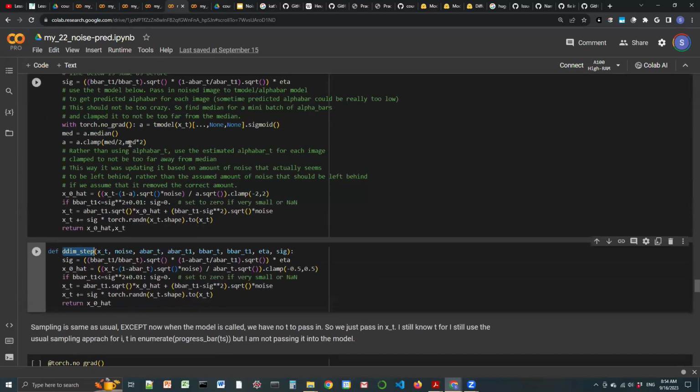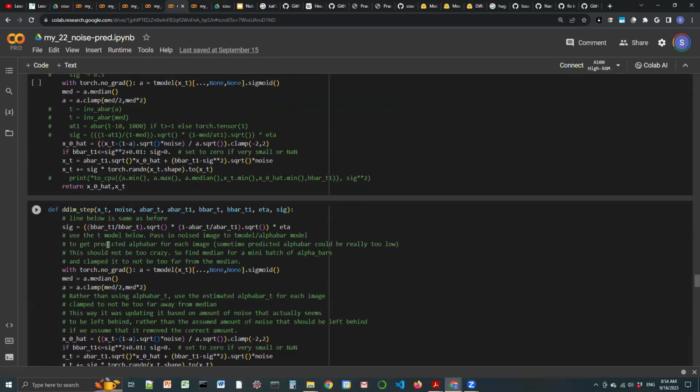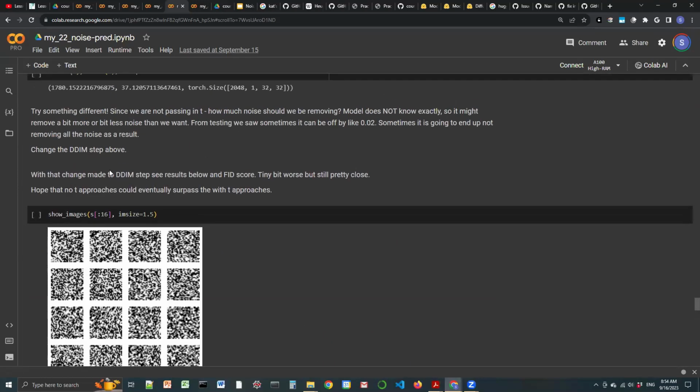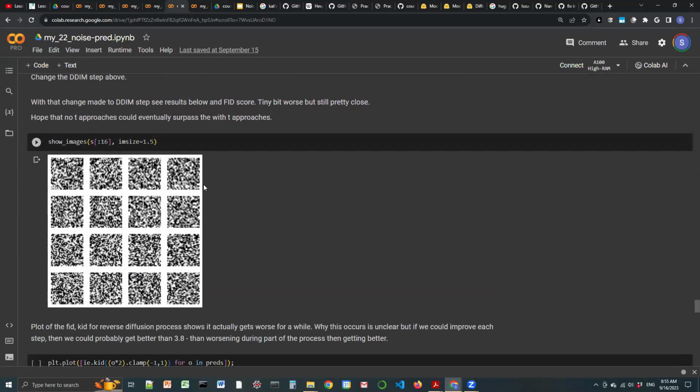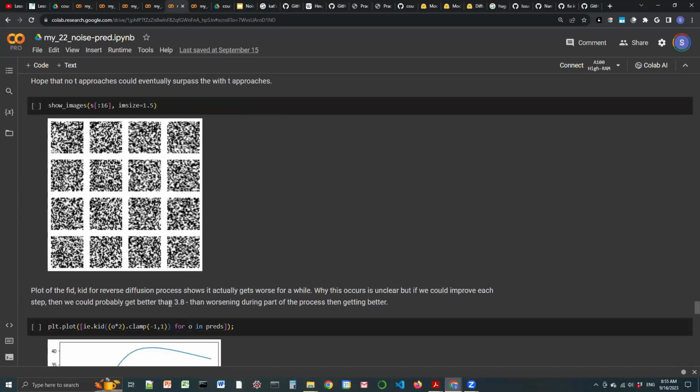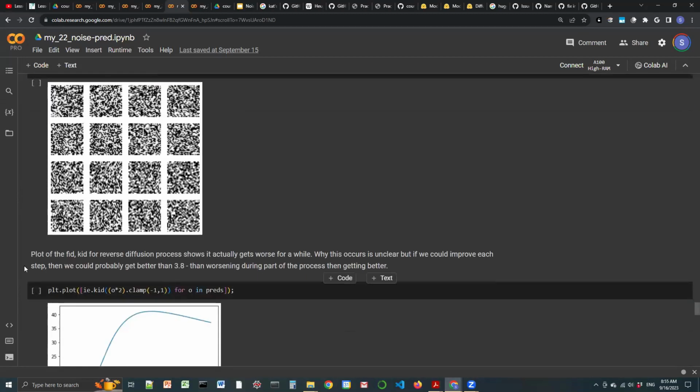So using the new DDIM step, which is this guy, which I tried to do, we see the results below, but as you see, I don't see anything but noise. So obviously some problem, right? And his FID is a lot better. So he gets a FID which is fairly close to the FID that he was getting before.